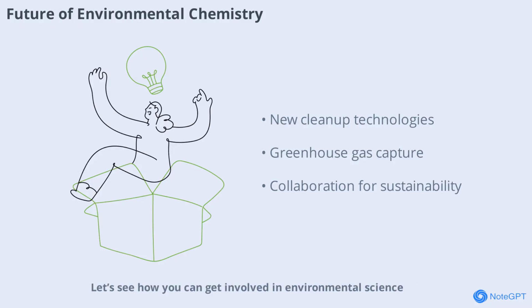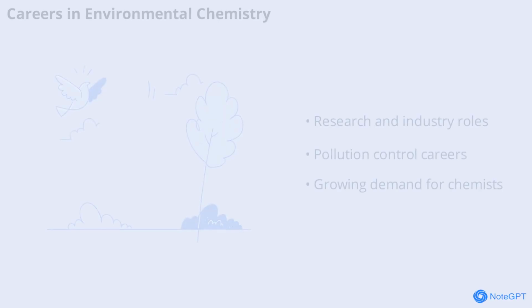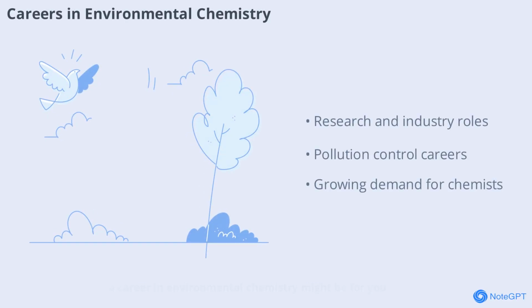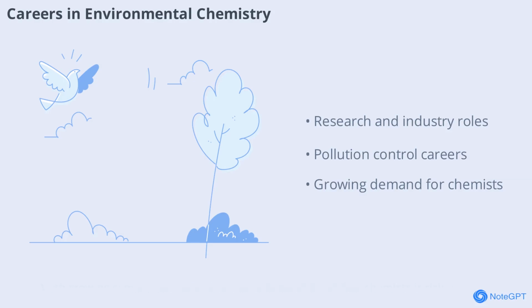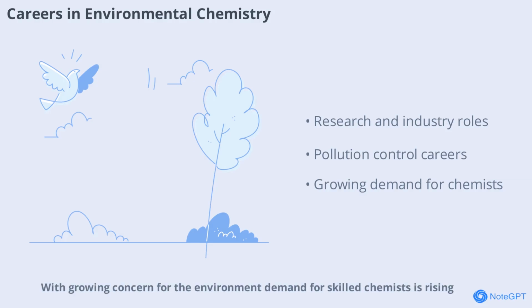Let's see how you can get involved in environmental science. If you're interested in making a difference, a career in environmental chemistry might be for you. Environmental chemists work in research, industry, government, and education, tackling challenges like pollution control, resource management, and environmental policy. They use their knowledge to develop safer chemicals, monitor pollution, and advise on regulations. With growing concern for the environment, demand for skilled chemists is rising.